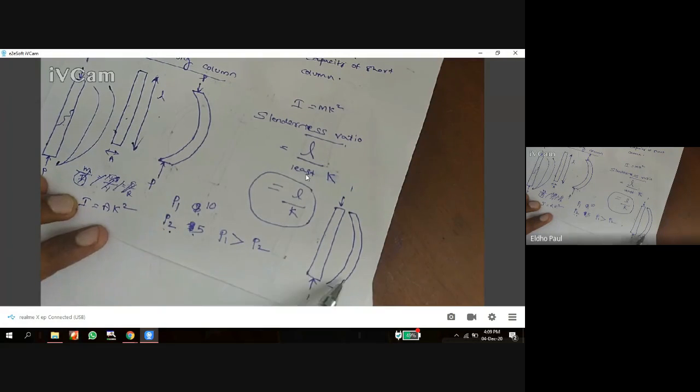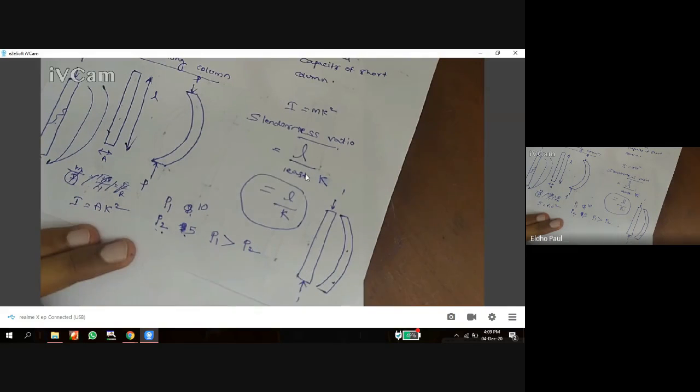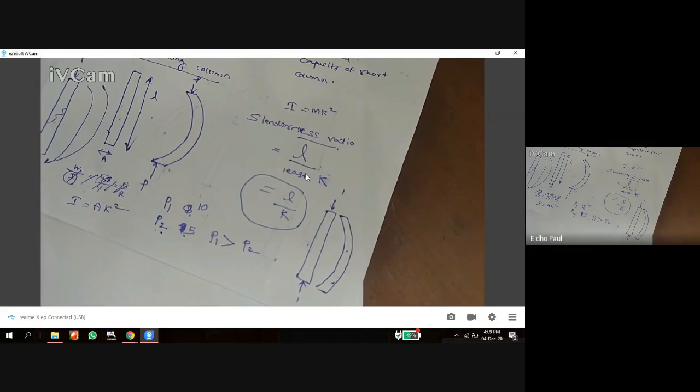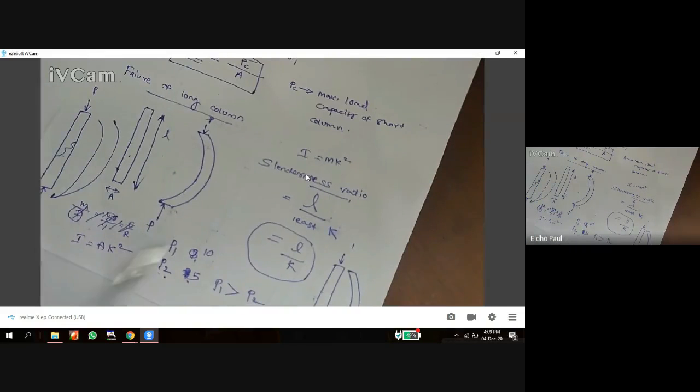So at the lower load, that is P2, P2 is the lower one. At the lower load, this column has already failed. We would have to increase the load from 5 to 10 for crushing, but before that, the column has already failed. Okay. So in case of a long column, which one is higher, buckling load or crushing load? Crushing load will be higher.